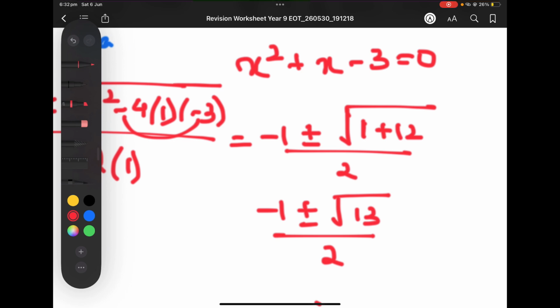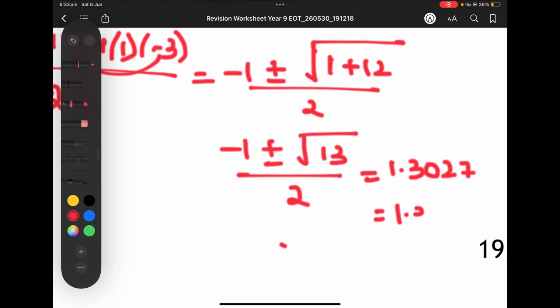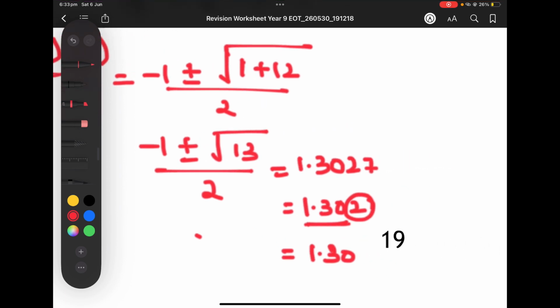because he said up to 3 significant figures, 1.302 is the answer. So it becomes 1.302. These are the significant figures that are there here. I cannot consider this one as a whole. So that becomes 1.30 for this one, for the positive one. For the minus one, minus root 13 over 2. Let's do that now.